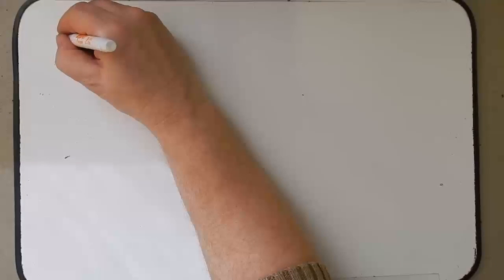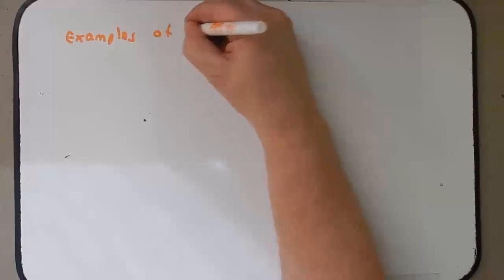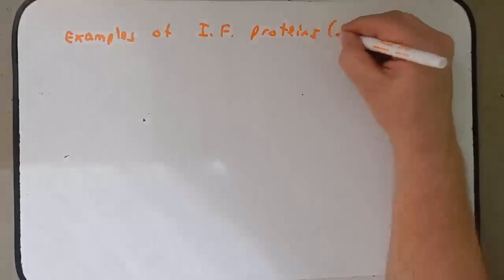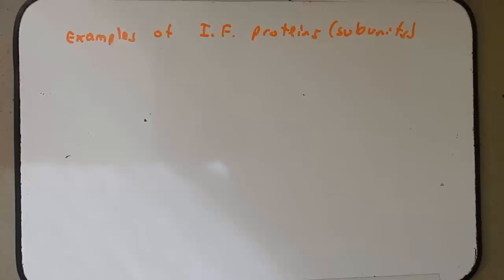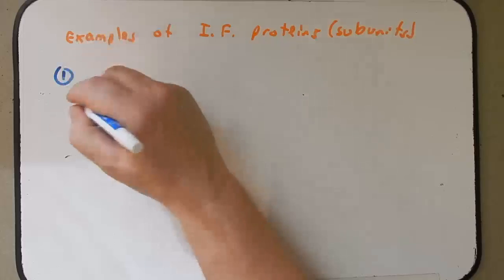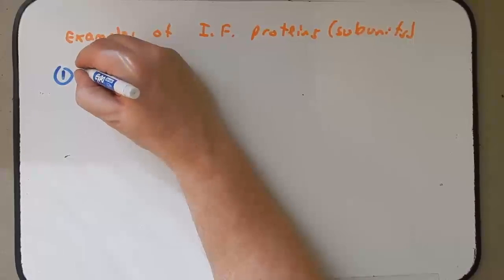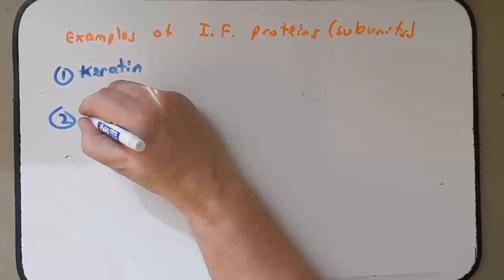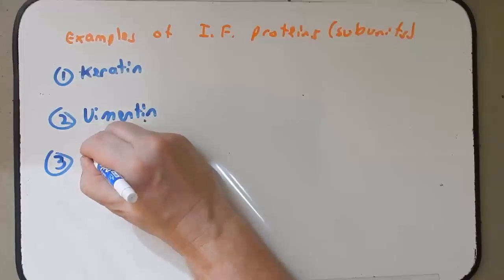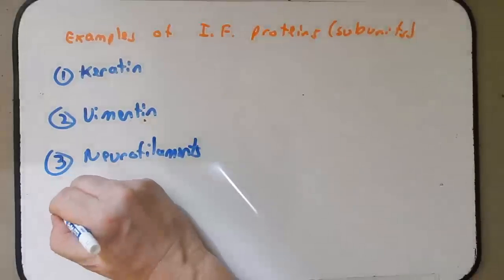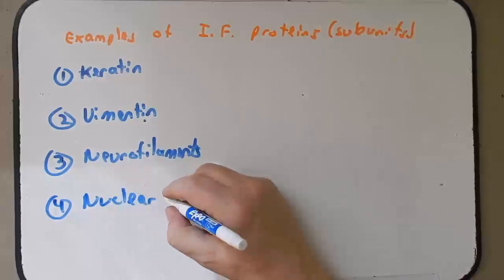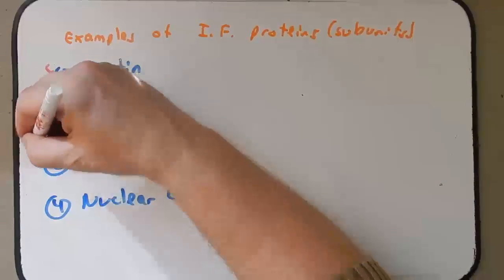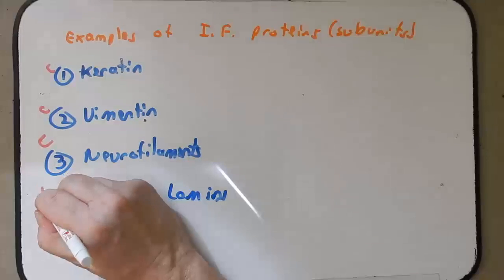Let's talk about some examples of intermediate filament proteins. And we can think of these as subunits as well. I'm going to list 4 of these here. The first is keratin. The second is something called vimentin. The third are neurofilaments. And the last are nuclear lamins. The first 3 here are all found in the cytoplasm. I'll put a C by them. This last one is found in the nucleus.